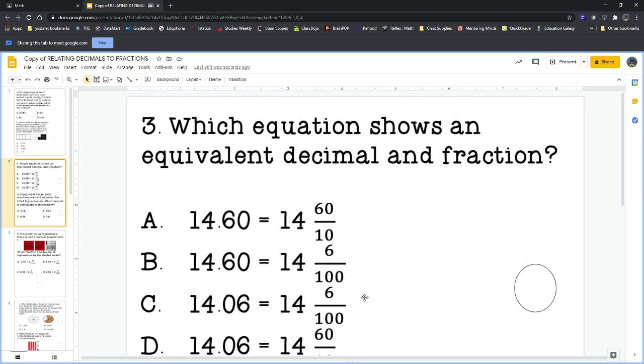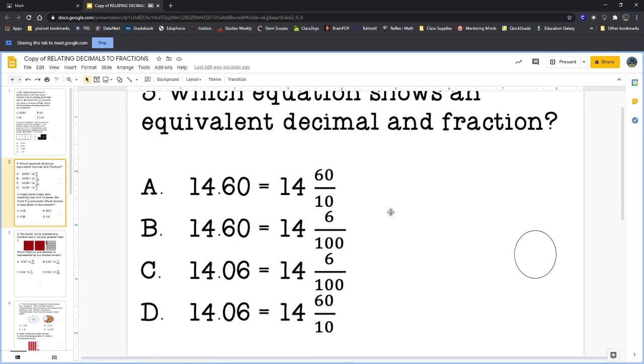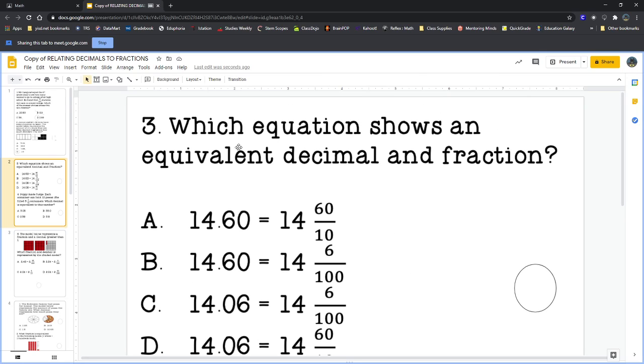Problem 3. Which equation shows an equivalent decimal and fraction? They gave us 4 answer choices, and they want us to tell them which one shows a decimal and a fraction that are equivalent. That means that they are equal, that they match, that they're the same.